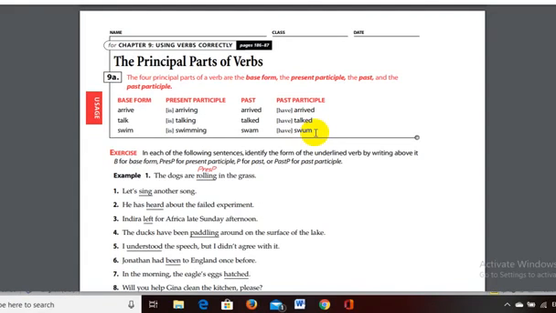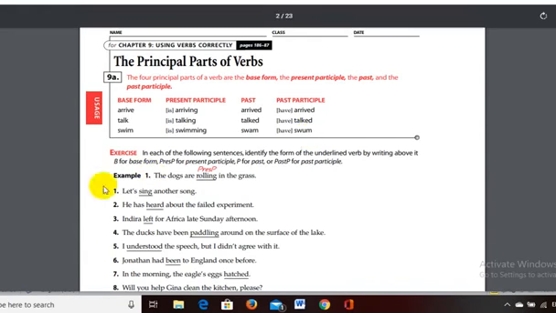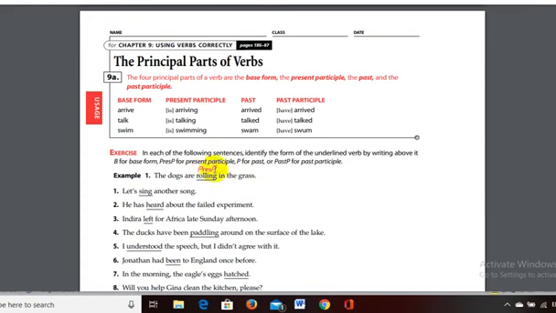Okay, so we're going to use this knowledge right now to answer a few questions, all right? It says here, in each of the following sentences, identify the form of the underlined verb by writing above it b for base form, pres p for present participle, p for past, or past p for past participle. So, example 1. The dogs are rolling in the grass. Rolling here is in which form? Yeah, the present participle form. Pres P, right? So we're going to write above it pres P.